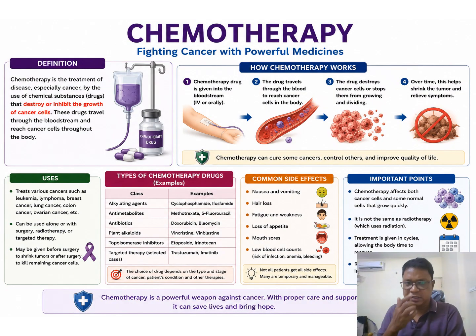Let us now discuss chemotherapy. So, fighting cancer with powerful medicines. Okay, this is chemotherapy. Chemotherapy is the treatment of disease, especially cancer, by the use of chemical substances. These are drugs that destroy or inhibit the growth of cancer cells. These drugs travel through the bloodstream and reach the cancer cells throughout the body.